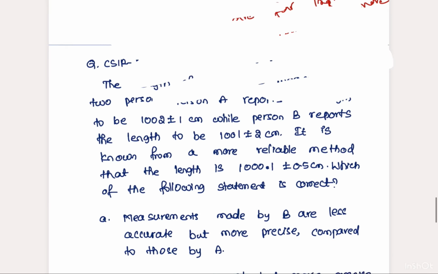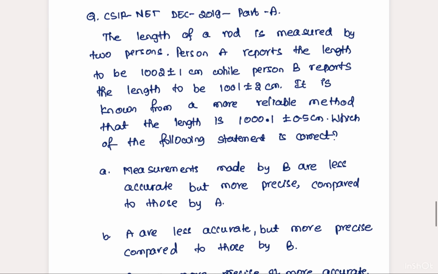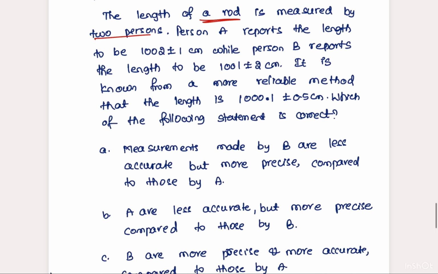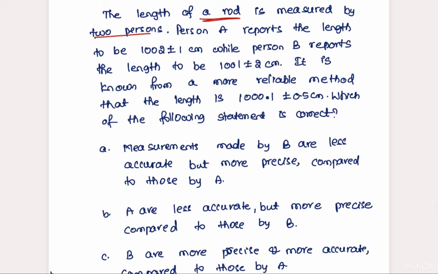This is a question of CSIR-NET December 2019 which has been asked in Part-A section. The question says the length of a rod is measured by two persons. Person A reports the length to be 1002 plus or minus 1 centimeter, while person B reports the length to be 1001 plus or minus 2 centimeter. It is known from a more reliable method that the length is 1000.1 plus or minus 0.5 centimeter. Then which of the following statements is correct?